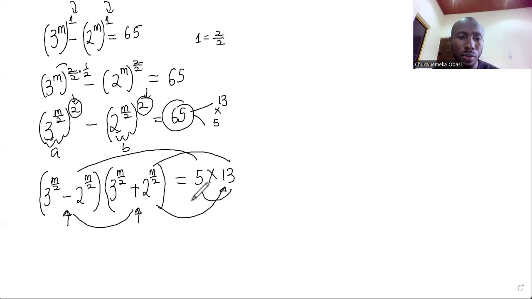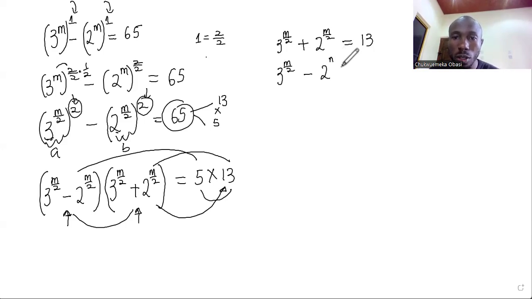So now let's continue. Now you can observe that the difference here should be 5 and the sum should be 13 because the sum should be bigger than the difference. So that means I'm going to have something like 3^m/2 + 2^m/2, and this should be equal to 13, right? And the other one, which is 3^m/2 - 2^m/2, this should be equal to 5. I hope you understand why this one is for the 13 and this one is for the 5. Yes. So this is like a system of equations, right? Or you call it simultaneous equations.